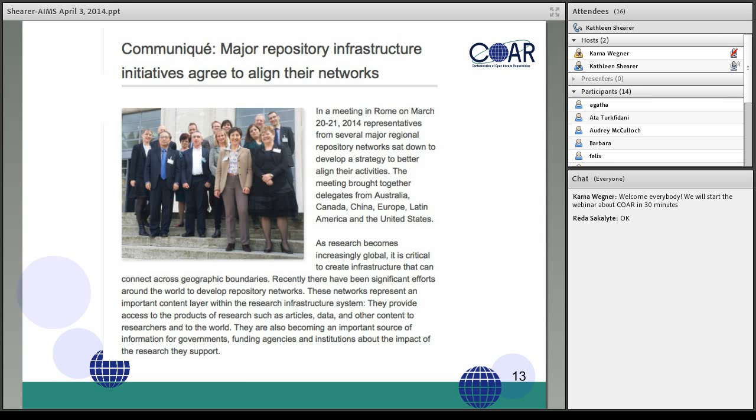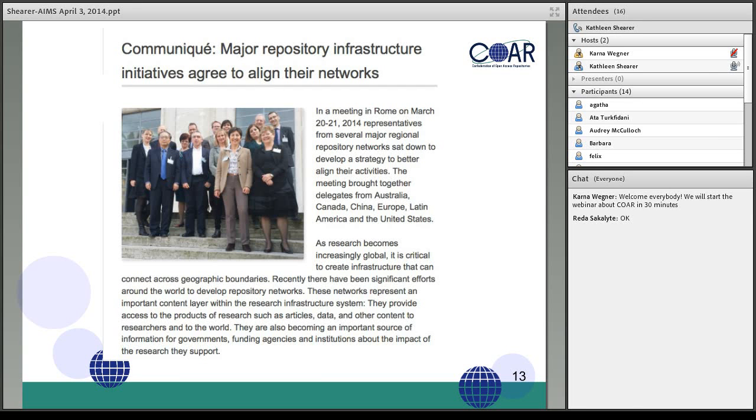We agreed on some common principles: openness, regional diversity, and interoperability. We also agreed that across all regions we wanted to make a statement about embargo periods, and that we don't support embargo periods. We support immediate open access to content. If there are to be embargo periods, then we would say a maximum of 6 to 12 months.